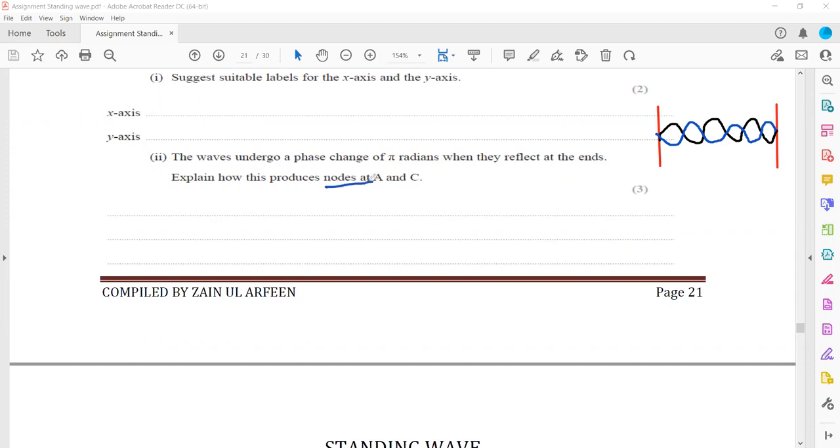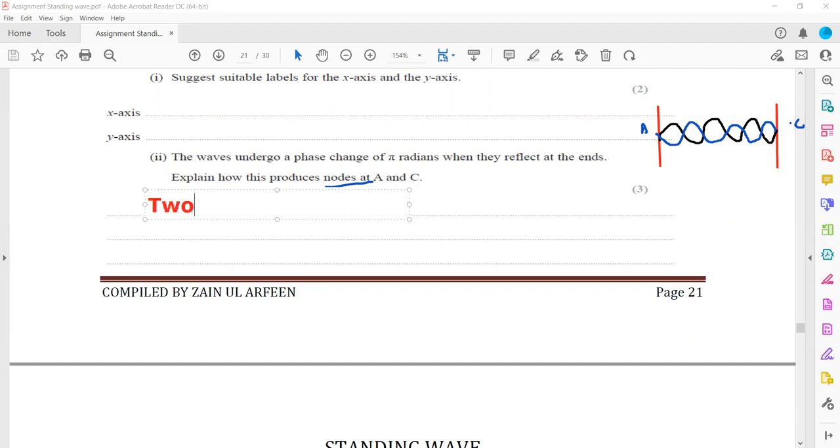So how does this produce a node at point A and at point C? Why is there always a node? What is the reason for that? Because the two waves are in anti-phase, or out of phase by 180 degrees. So when they interfere with each other, they cancel out the effect of each other.